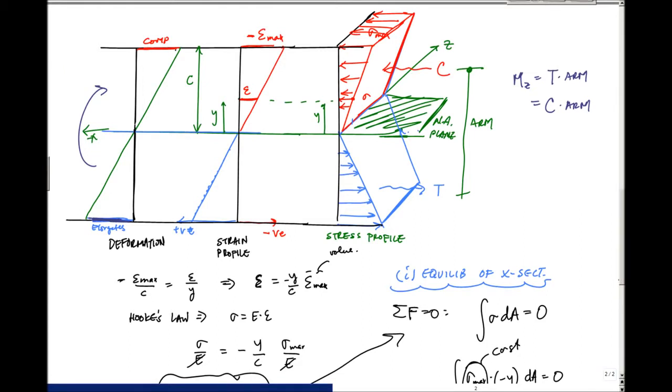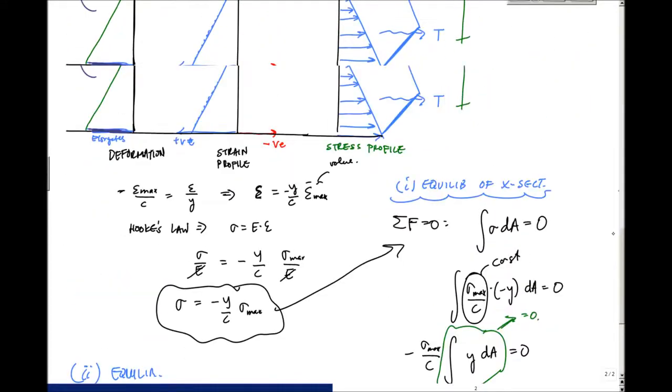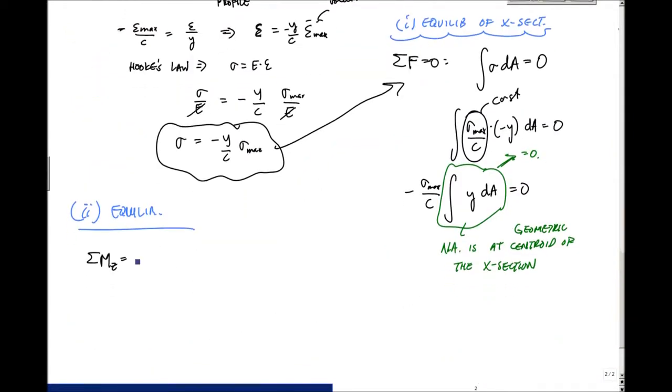My bad, I shouldn't have done that earlier here. Hopefully it doesn't confuse you. Let's call this m applied right here, or m internal, whatever that internal moment is. Let's do internal. This internal moment m right here, the sum of the moments about z, has to equal m, which means that in integral form, we had sigma dA for the force. We would have y times sigma dA for the moment.